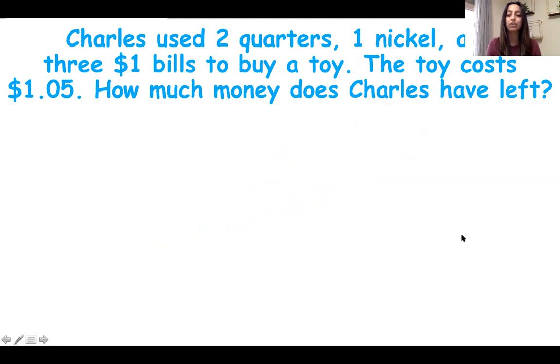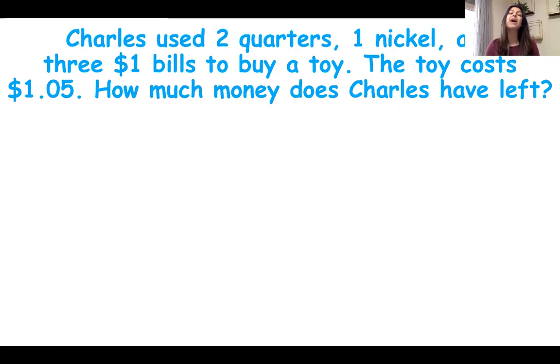So Charles used 2 quarters, 1 nickel, and 3 $1 bills to buy a toy. Okay? The toy costs $1.05. How much money does Charles have left? So the problem says that Charles has money left. That means that the amount of money that he has is more than the amount that the toy costs. So if he goes and buys this toy that's worth $1.05, he's going to get some money back. He's going to have some money left. How much money is he going to have left?